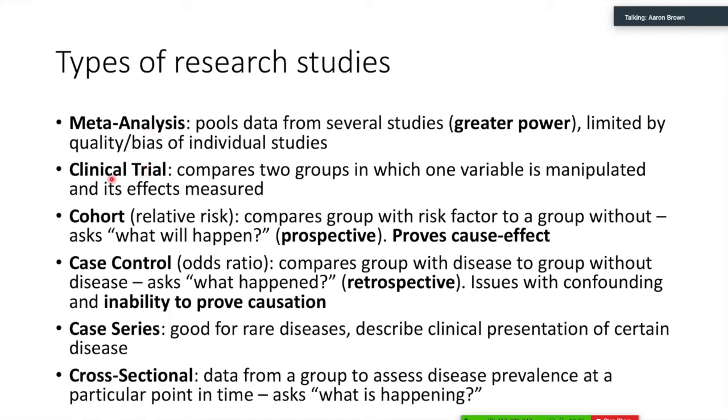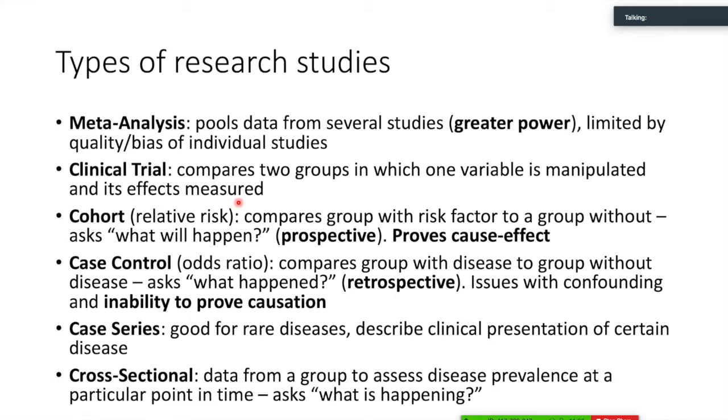Great. Next is our clinical trials. Here we're comparing two groups in which one variable is manipulated and its effects measured. Clinical trials are an excellent type of study because here we are really controlling all of the different variables. Okay, clinical trials are really one of the best types of research, the best quality of research. That would be the pro. Is that because we're controlling for so many variables, we're really able to measure effects accurately.